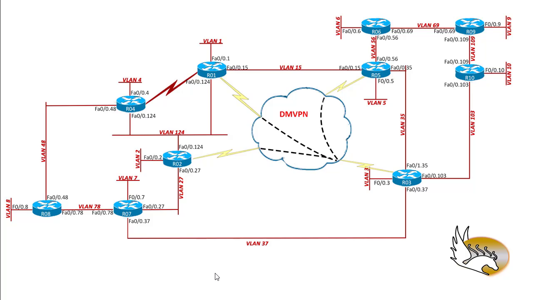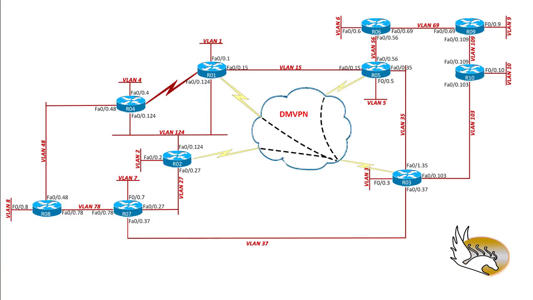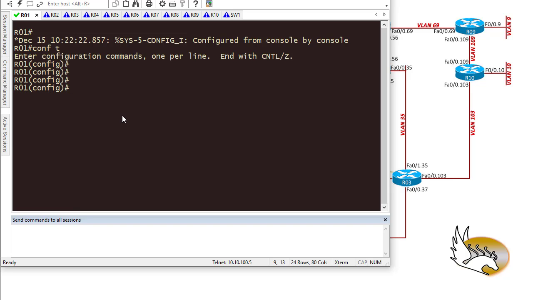So how can I change these timers? For LSA throttling and SPF throttling, what you need to do is to go to the OSPF process. So you just go to configuration mode, and you need to do this on all routers as a matter of fact, but I'm doing this on just one router, and I'm going to replicate this to other routers. So what I'm going to do is to say router ospf 1.